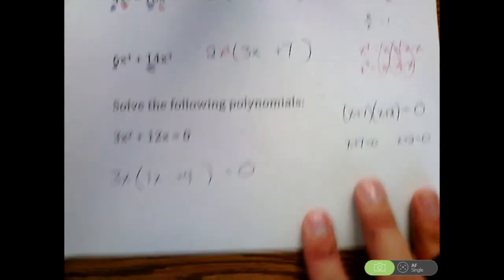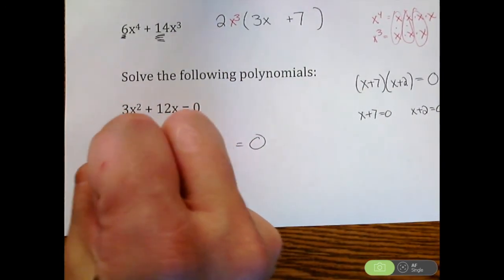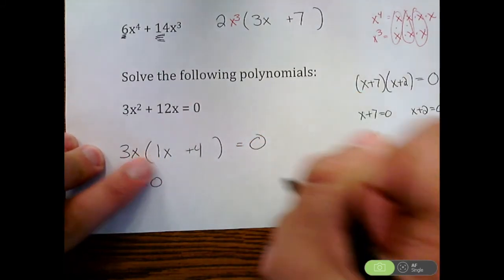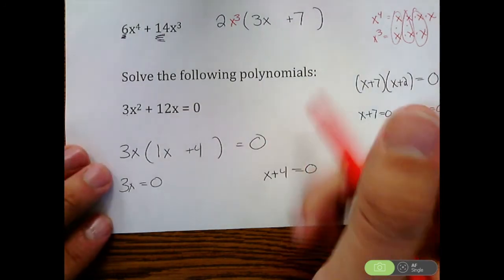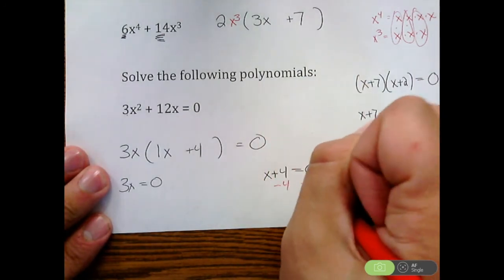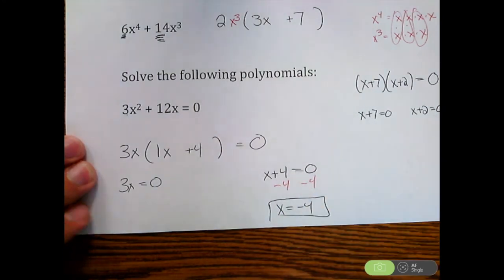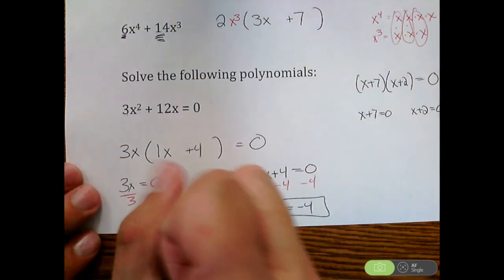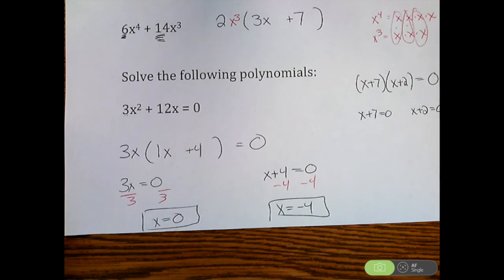So to solve this, all I've got to do is solve these equations. So I'm going to have 3x is equal to 0, and x plus 4 is equal to 0, because 1 times x is just x. So solving those, I subtract 4 and get x equals negative 4. And over here, divide by 3, I get x equals 0. And that was factoring polynomials with a GCF.